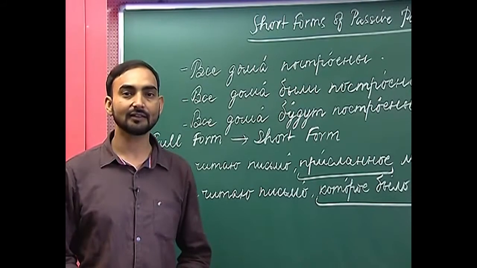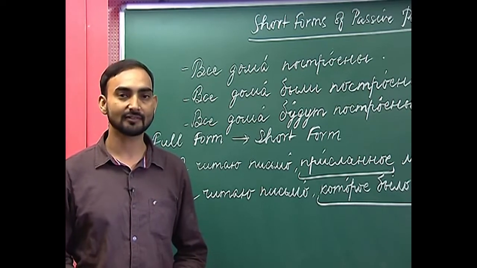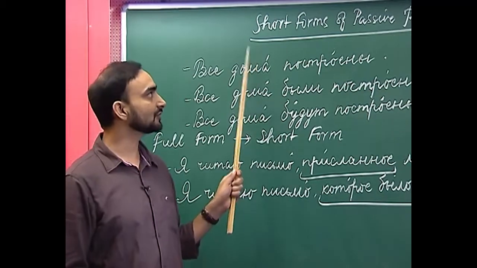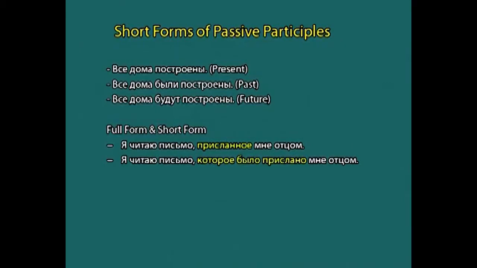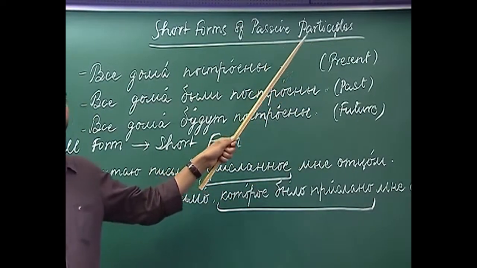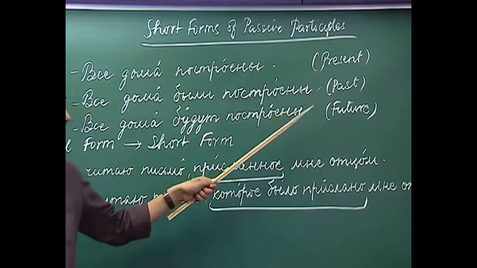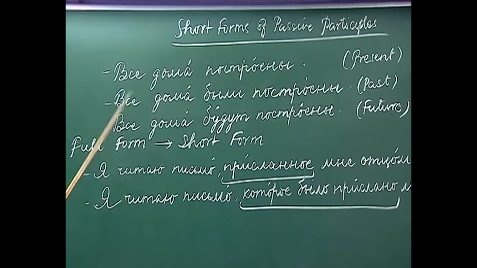So, we were discussing the functions of the short form of passive participles, the past participle passive. One of the functions of the short forms of the past passive participle is that they denote the result of an action in the present, past and future tense. So, they can denote the result of an action in present tense, in past tense as well as in future tense. So, let us look at the examples.